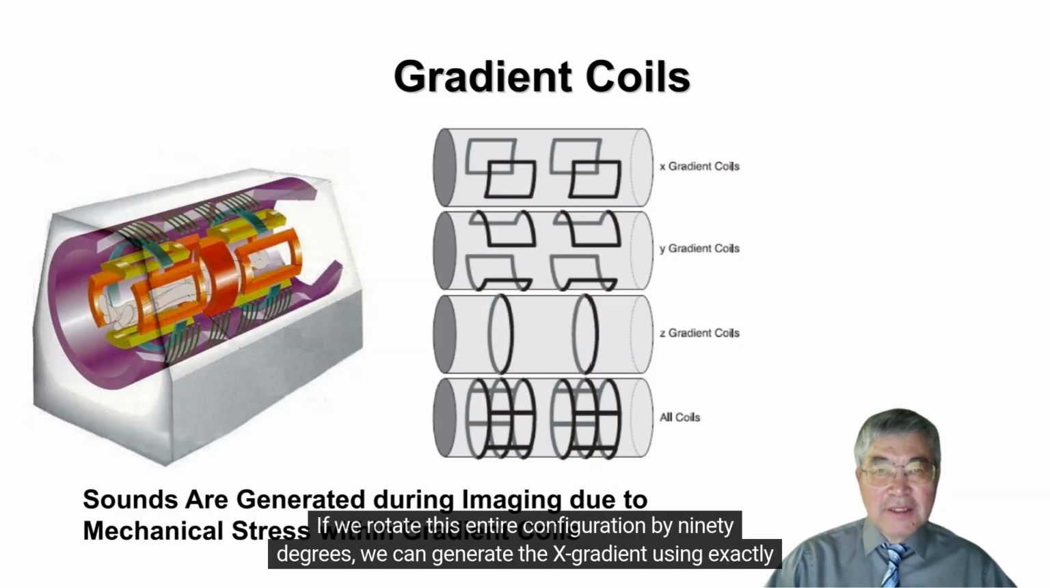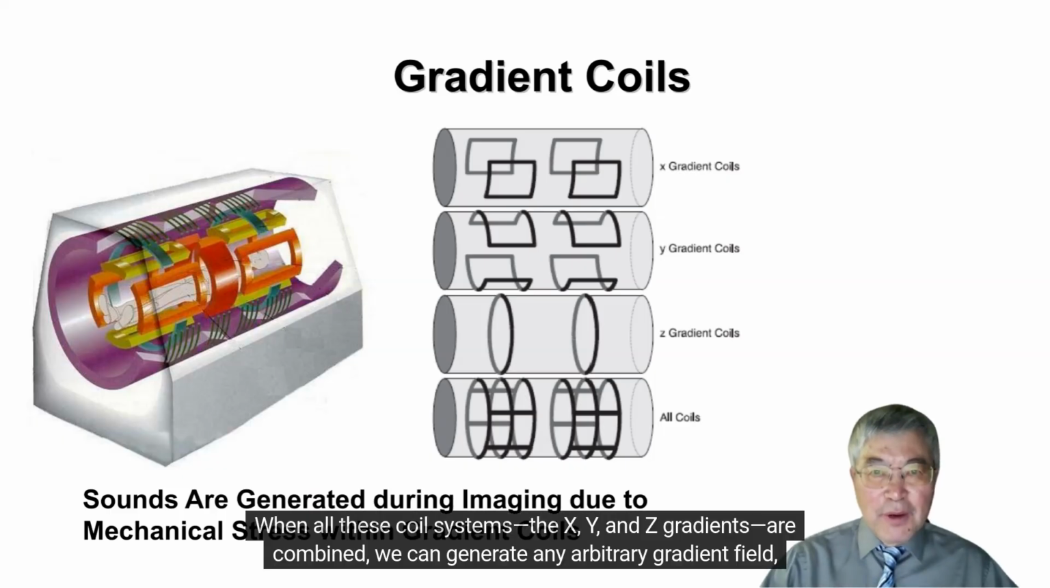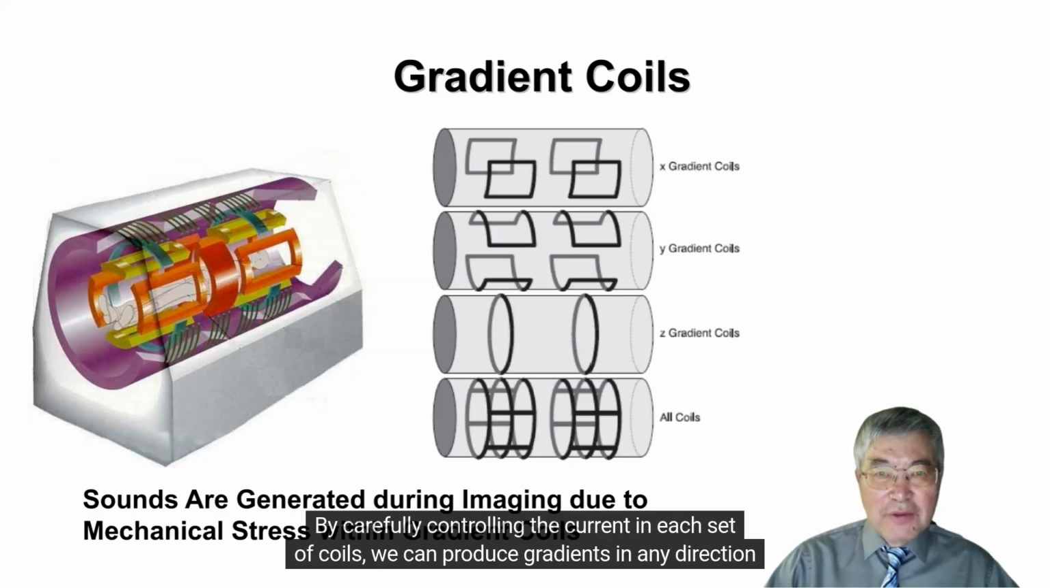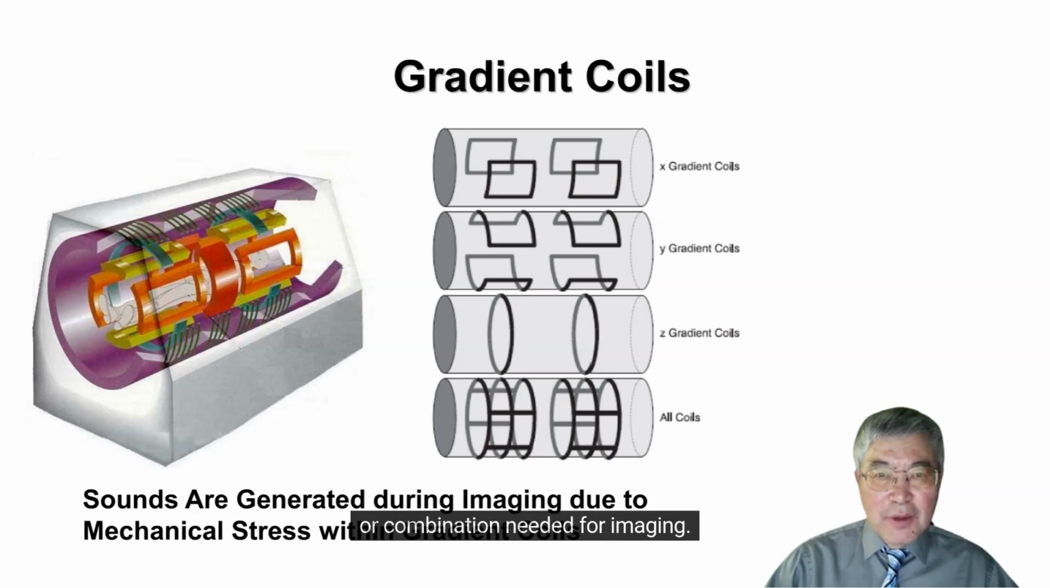If we rotate this entire configuration by 90 degrees, we can generate the X gradient using exactly the same concept. When all these coil systems, the X, Y, and Z gradients, are combined, we can generate any arbitrary gradient field, often represented as Gx, Gy, and Gz. By carefully controlling the current in each set of coils, we can produce gradients in any direction or combination needed for imaging.